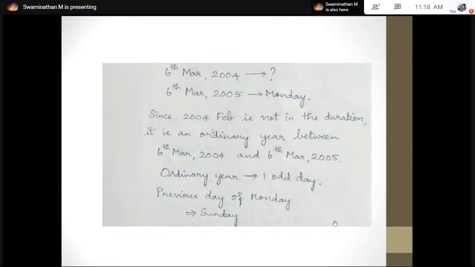Many have given correct answers. I could see a few Saturdays. I think because of 2 odd days, they might have got Saturday. See, February month of 2004 will not come in this interval. So that leap year's 2 odd days need not be included. Only 1 odd day, not Saturday. People who have given Saturday as the answer, please notice this. If February month is included in this interval, you can take this as 2 odd days. But here the answer is Sunday, 1 odd day.